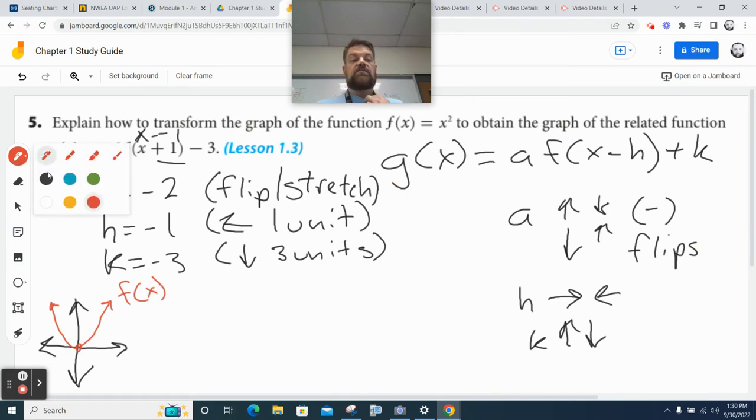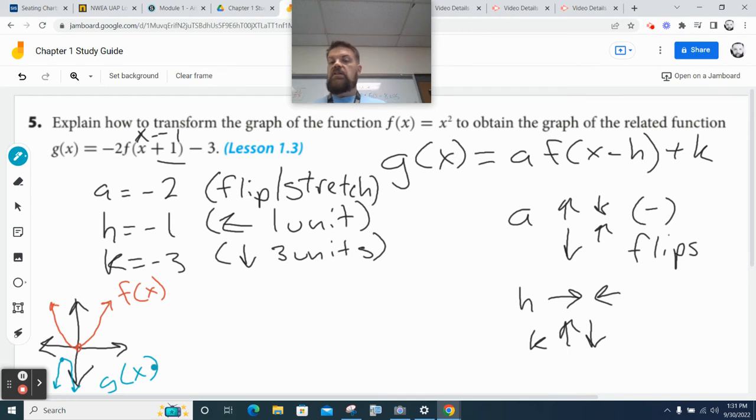G of x is going to go 1 unit to the left, down 3, and then it's going to be flipped, so it'll be skinnier because it's vertical. So that's going to be my g of x. Let's see what it looks like on the graphing calculator.